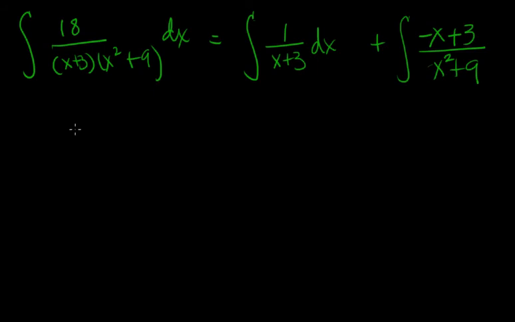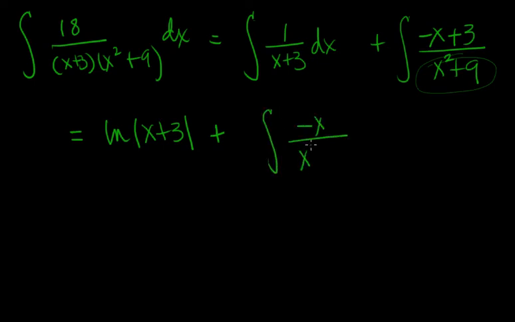Alright, well the first one, that's easy. That's a natural log. u is x plus 3, du is dx, so we have immediately the natural log of x plus 3. But now this one, well, it's a little more complicated. Now, this is irreducible, so we're not going to use partial fractions. You can't factor it anymore. So I'm going to split using the numerator always. I'm going to write this as the integral of minus x over x squared plus 9 dx plus the integral of 3 over x squared plus 9 dx.